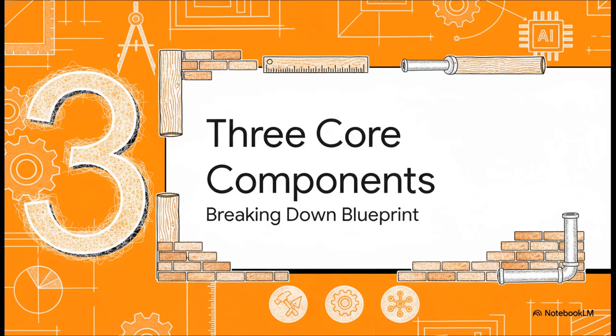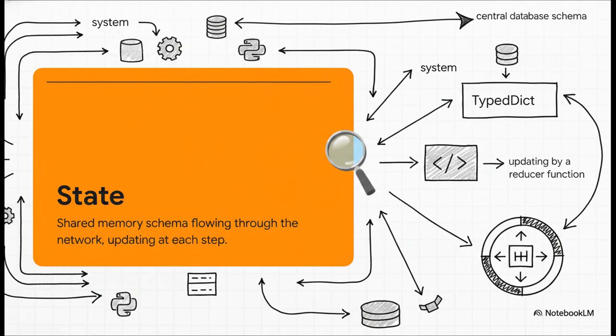All right, Section 3, the three core components. Let's break down the blueprint. If you want to build any autonomous workflow imaginable, you really only need to master three foundational pieces.